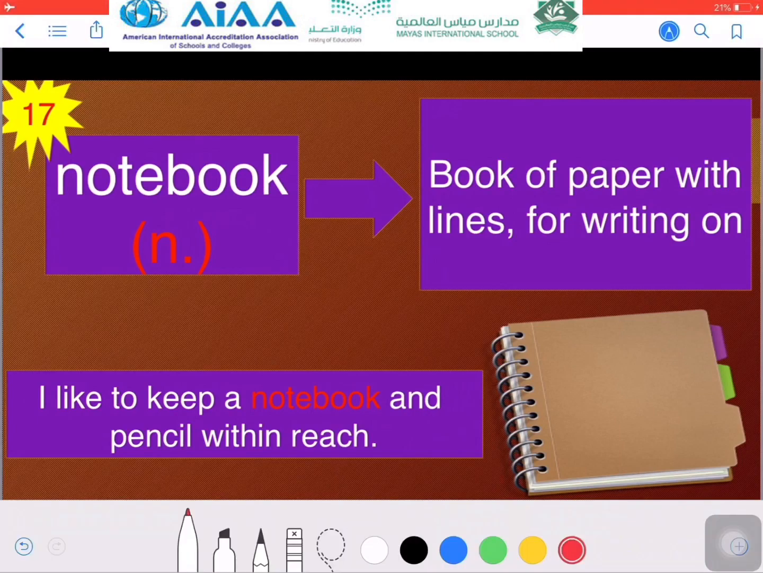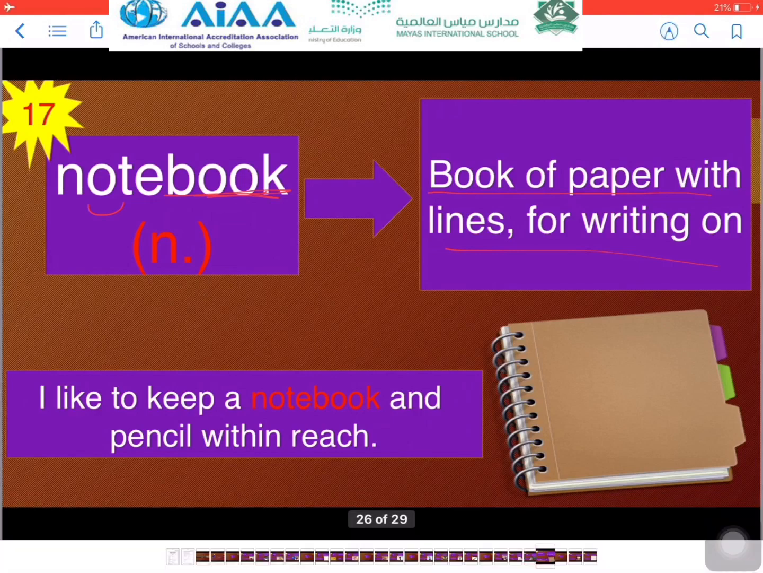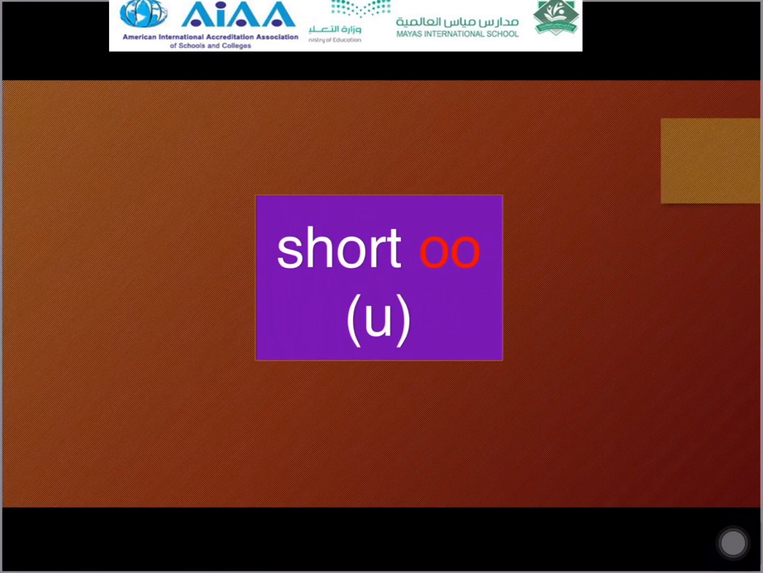Notebook, book again. Not this O, because we want two O's. Notebook. It's a book of paper with lines for writing. I keep a notebook and pencil within reach, so that if any brilliant idea pops into your mind, you directly go and write it down in your notebook.